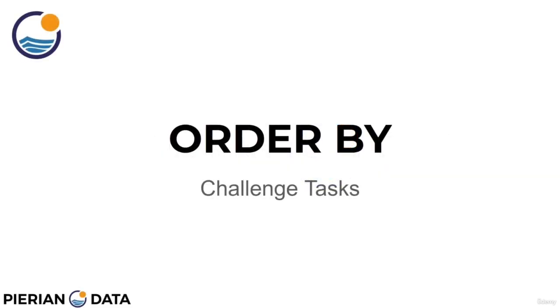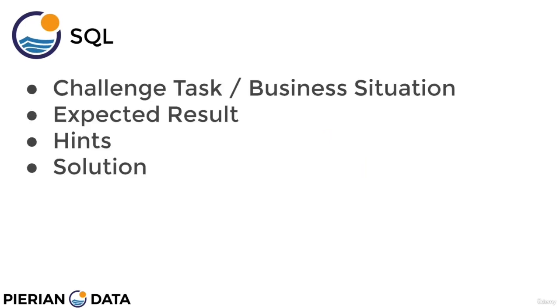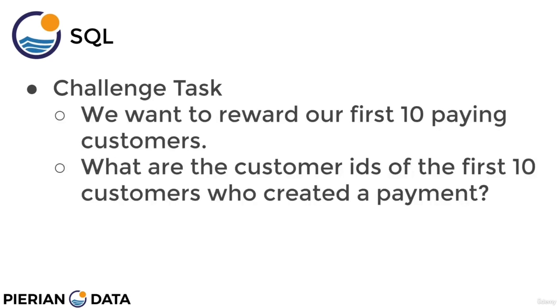Welcome back everyone to your set of challenge tasks regarding order by as well as the limit statement. So we'll start off by giving you the challenge task or business situation, then we'll go on to the expected result, the hints, and then the solution. So your first challenge task. We want to reward our first 10 paying customers. So the question is, what are the customer IDs of the first 10 customers who ever created a payment?